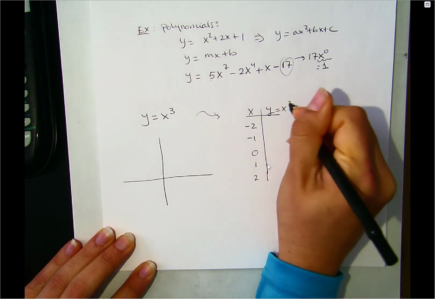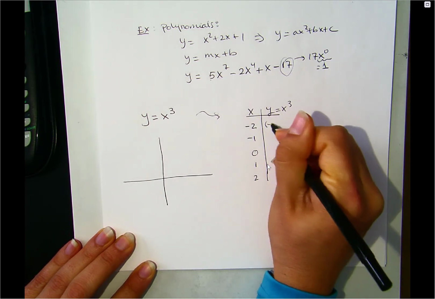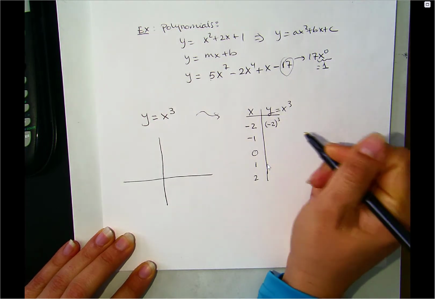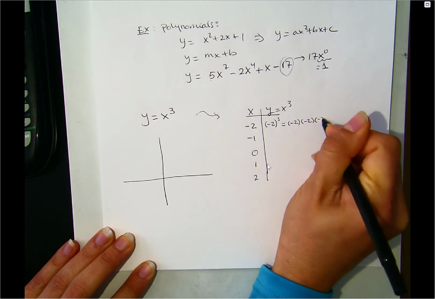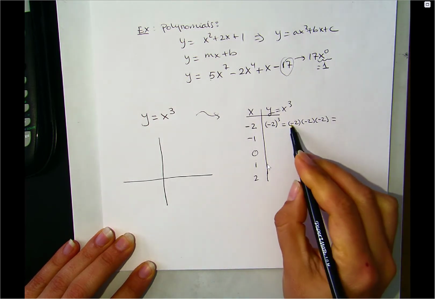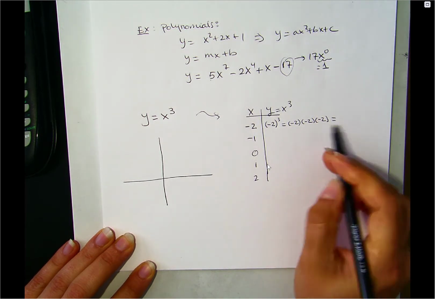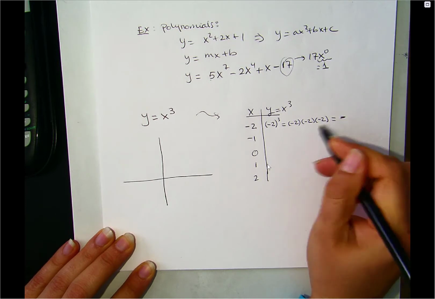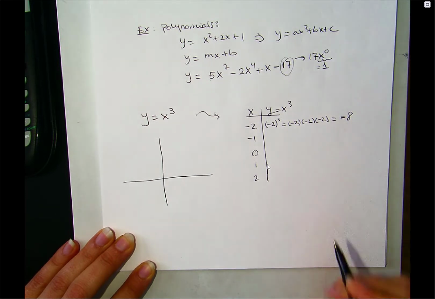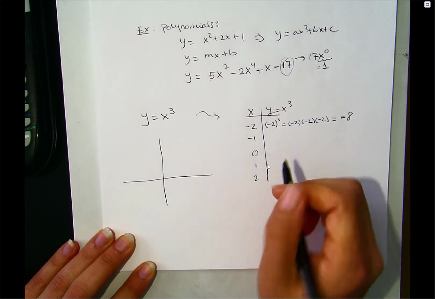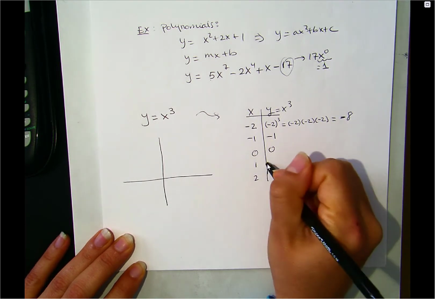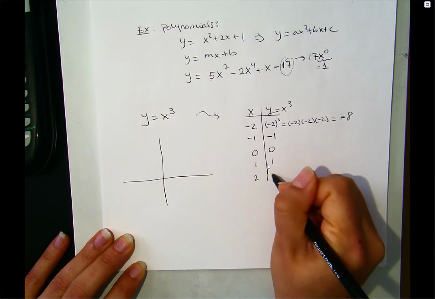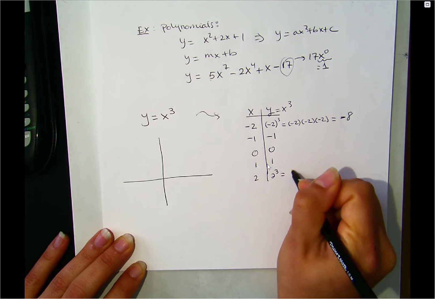Y equals x cubed. So when I plug in negative 2, this is minus 2 to the third, which is minus 2 times minus 2 times minus 2. A negative times a negative is positive, times a negative stays negative, and 2 times 2 times 2 is 8. So negative 8. Do the same thing with minus 1. I'm going to get minus 1. 0 cubed is 0. 1 cubed is 1. 2 cubed is just 2 times 2 times 2, which is 8.